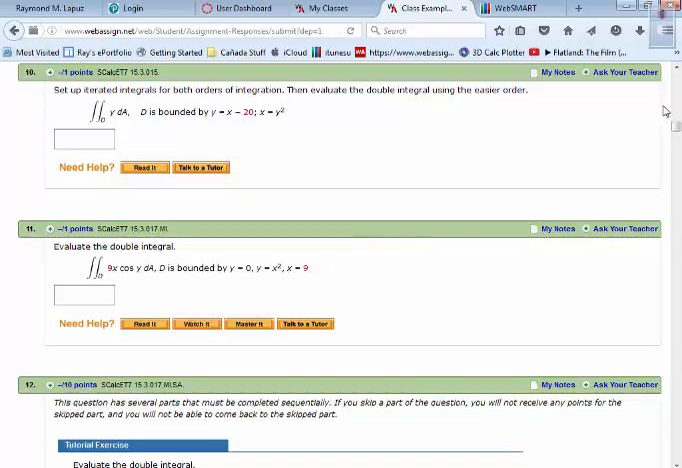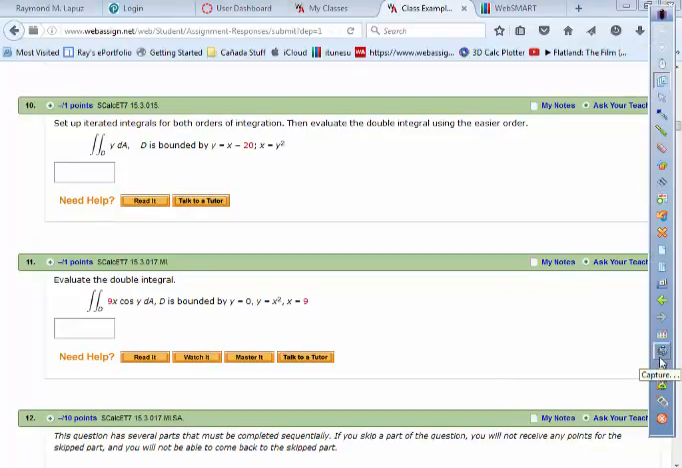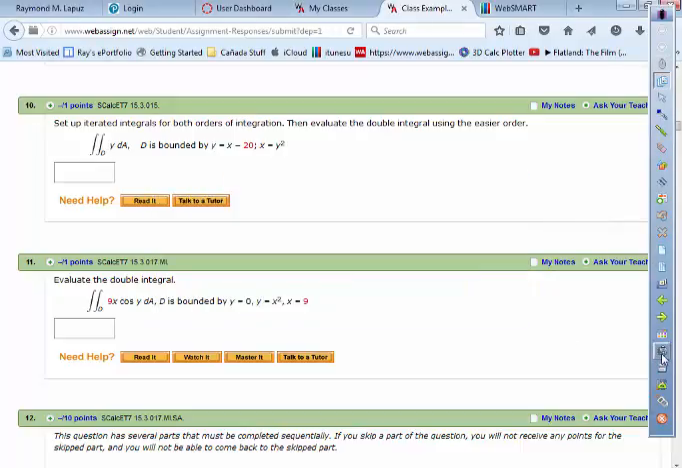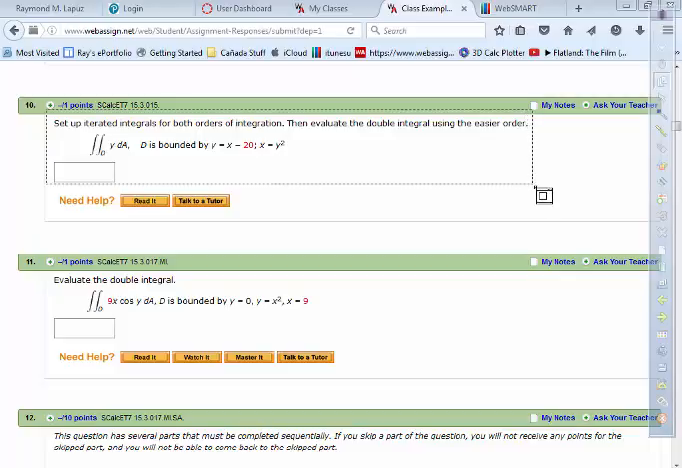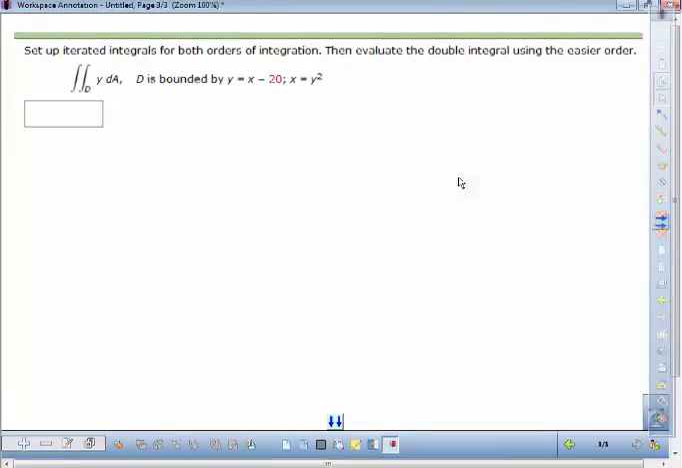Let's try number 10. It looks kind of interesting. And in a little bit I'll start weaseling into some shortcuts so that we don't always have to talk about sliced bread. So, set up the iterated integral for both orders of integration, then evaluate the double integral using the easier order.